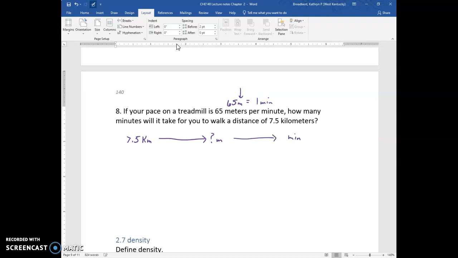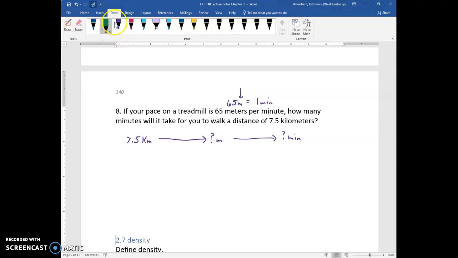All right, so first we need an equality that will relate kilometers to meters. And let me get a nice color. How about green? Kilometers to meters, we know that there are 1,000 meters in 1 kilometer. Not kilogram, kilometer. All right, and then we know from up here that we can go 65 meters in 1 minute.